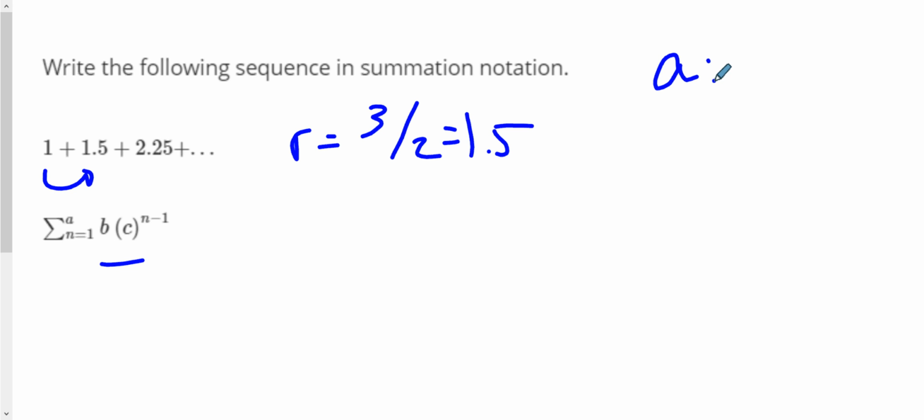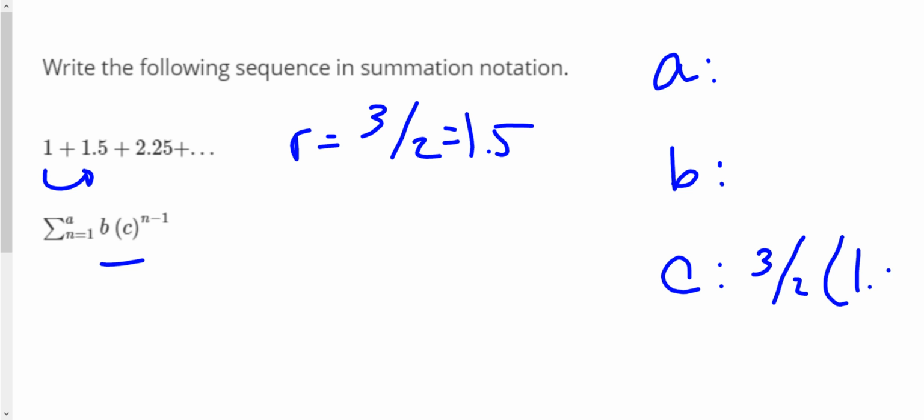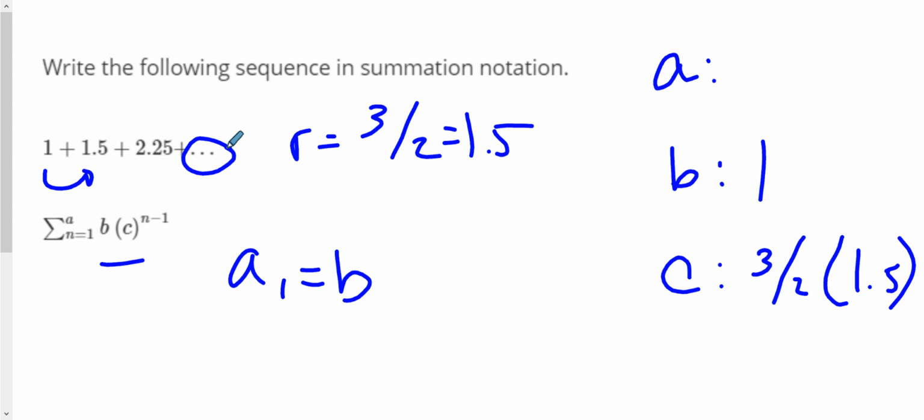So I'm going to look at A, B, and C. I just found the C value. So maybe you write 3/2, maybe you write 1.5, either way. Now the B value, B is equal to a sub 1. So I'm kind of working backwards here, but that's a 1. Then you'll notice that this goes on to infinity. So our A value is going to be how many terms there are. Well, there's an infinite amount, and you can write infinite or infinity, up to you.